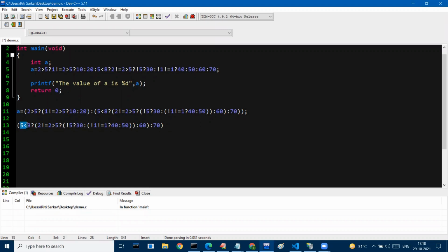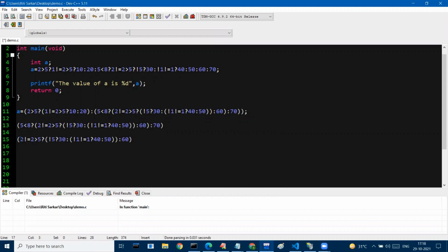Here, 5 less than 8. Is the answer true? Yes, the answer is true. So for this conditional operator, what is the expression 2? Once the condition is true, expression 2 is the answer. Up to this is the expression 2. So now my concentration will be to evaluate this part.